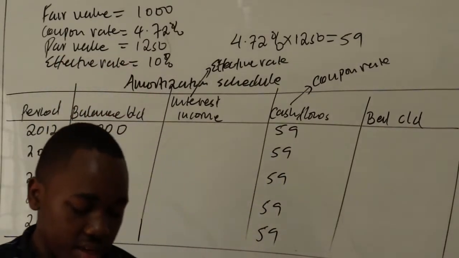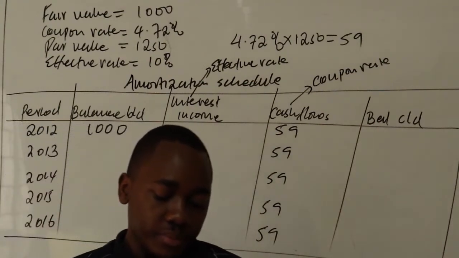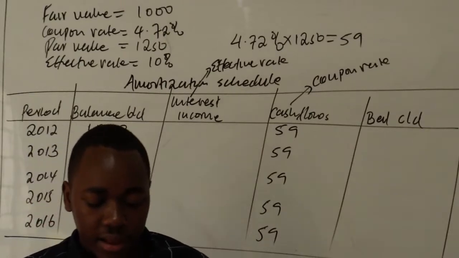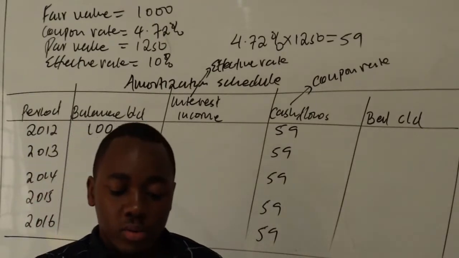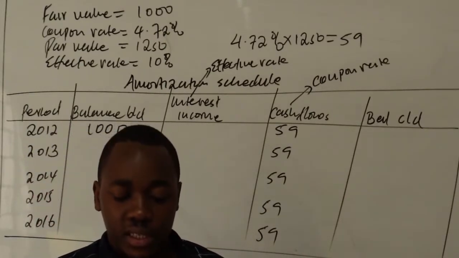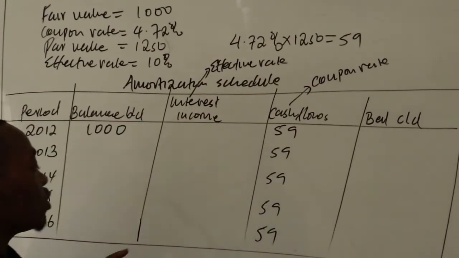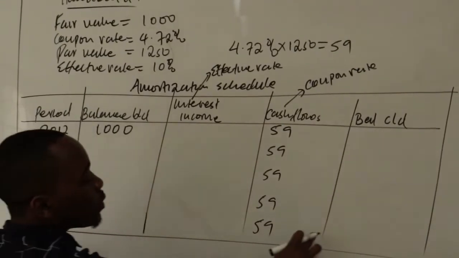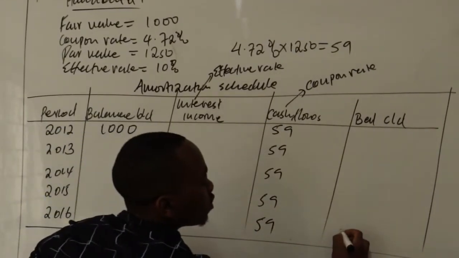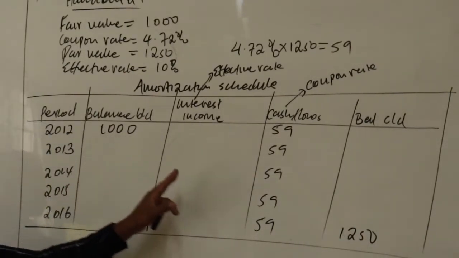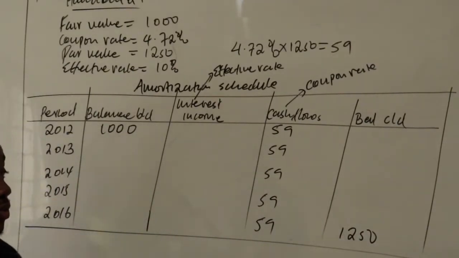Let me read that statement again. We are told that the instrument has a principal amount, that's the par value, of 12.50 payable on maturity. So that means it will be paid on maturity, and it will mature in 2016. So the balance carried down at 2016 should be 12.50. So how do you amortize that? From 1,000 to 12.50. Now this is what you do.